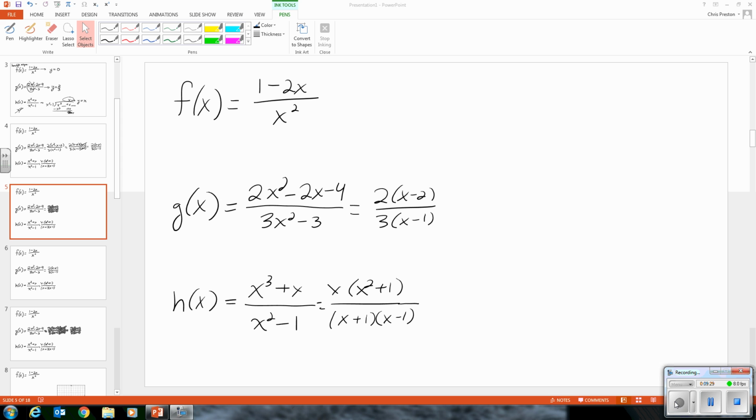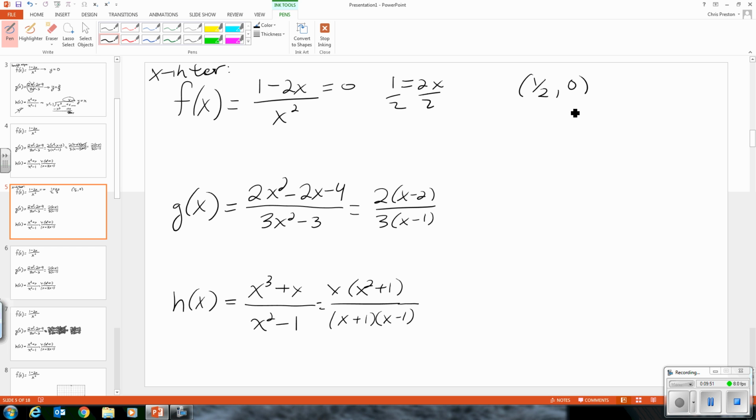All right, so next thing I want to look at here is the x-intercepts. And where the x-intercepts occur is what makes the top equal 0. So I'm going to look at this one, maybe add the 2x to the other side, divide by 2, so 1/2 comma 0. Again, remember x-intercepts are points, so please write it as such.